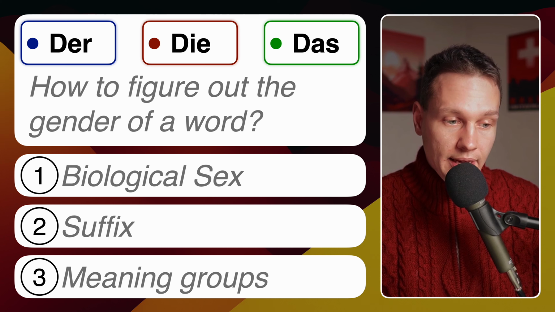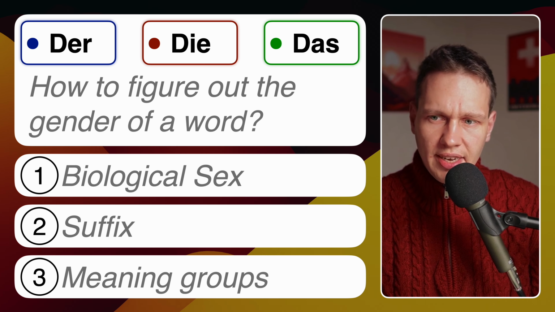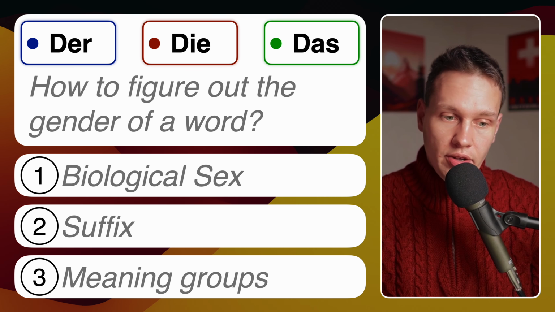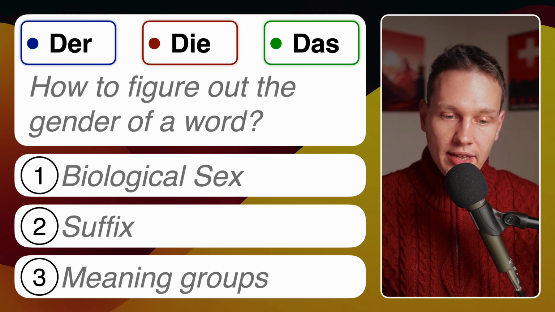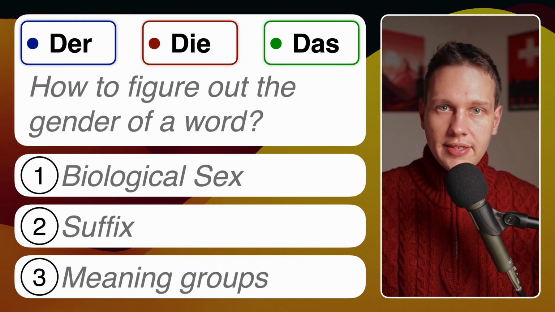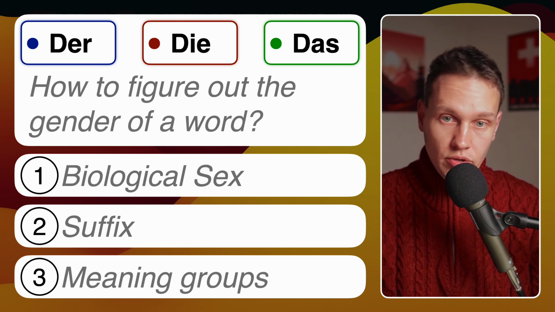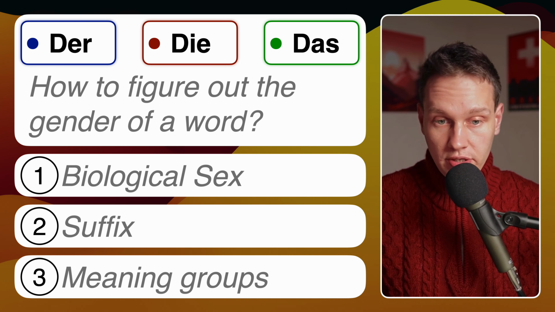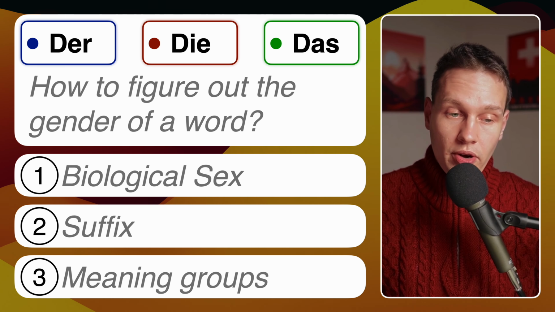And lastly, we can also do meaning groups. That's kind of a learning hack where you group similar words together that all have the same gender. So for example, all the weekdays are masculine. So then you don't need to remember each individually, but you just know if you see a weekday, oh, that's masculine. All right.